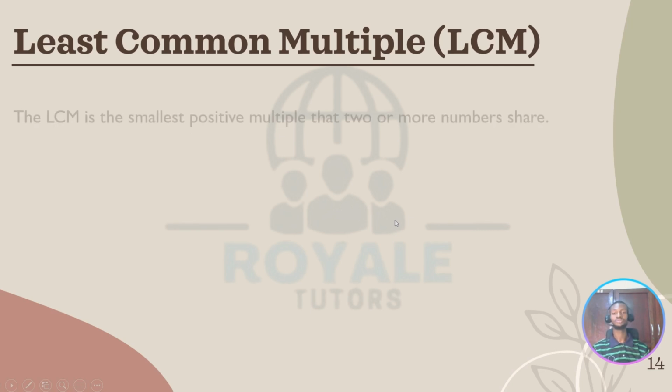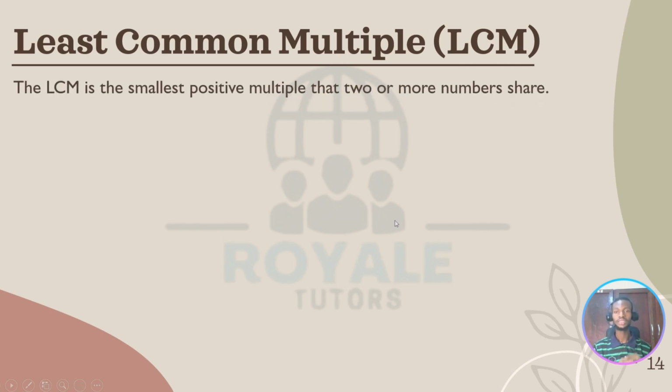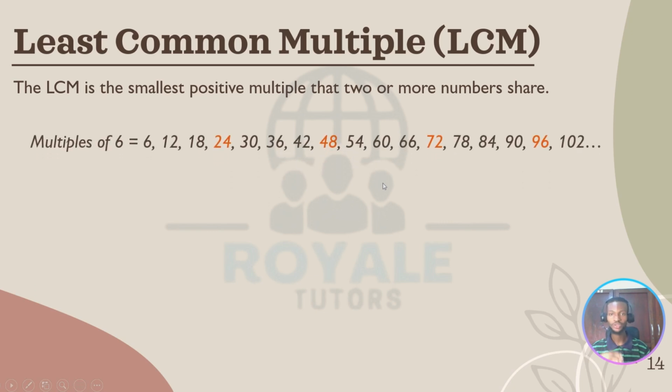What is the least common multiple? The least common multiple is just one number this time around. It is the smallest positive multiple, that is the smallest multiple, not zero, that two or more numbers share. That is the smallest number that is found both in the multiples of the first number and the multiples of the second number. Now, multiples of 6.